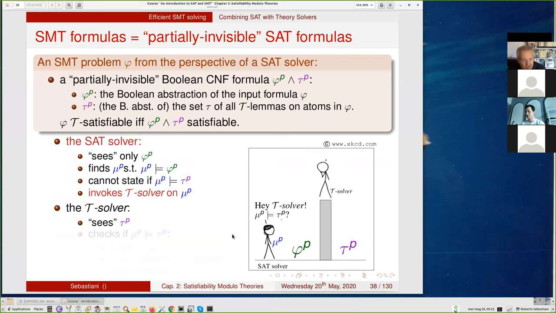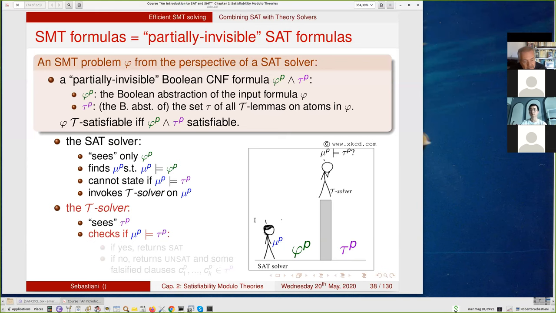And so she asks the theory solver, hey, theory solver, does my truth assignment satisfy tau p? Yes or no? Well, he looks there and checks it. If mu satisfies all the possible lemmas, he returns yes, so it also satisfies tau p. Or no, and look, here are some of the clauses in tau p which are falsified.